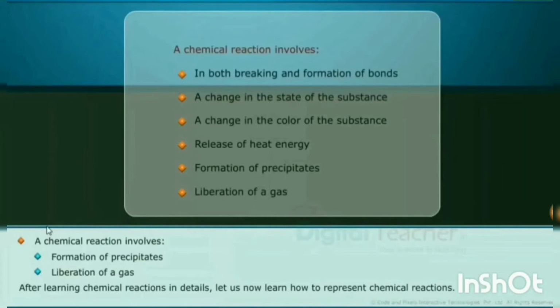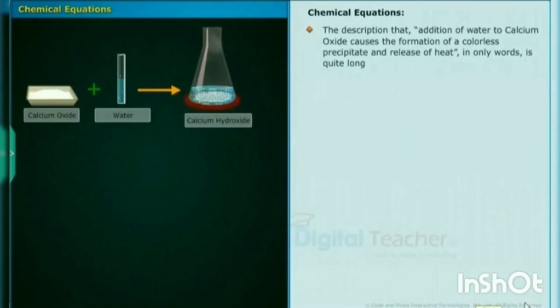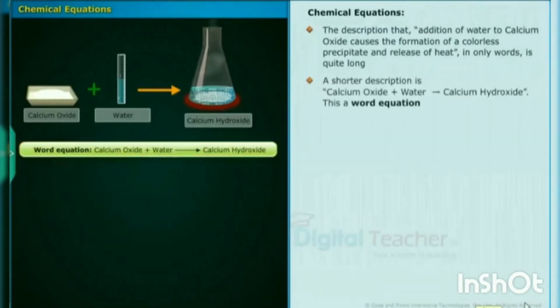So once we are able to identify whether the change is chemical or physical, we will learn how to represent a chemical equation. A chemical equation can be represented in words as well as with symbols also. First, we'll see how a chemical equation looks when it is represented in words. As here we can see, a chemical equation of the reaction between calcium oxide and water is given. Here the description: addition of water to calcium oxide causes the formation of colorless precipitate and release of heat.